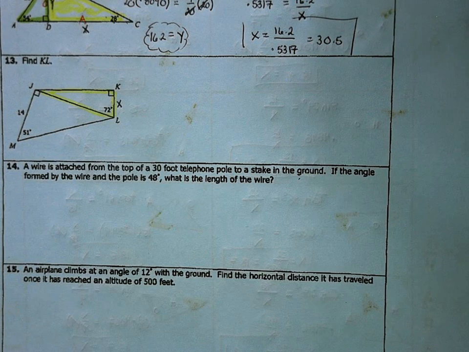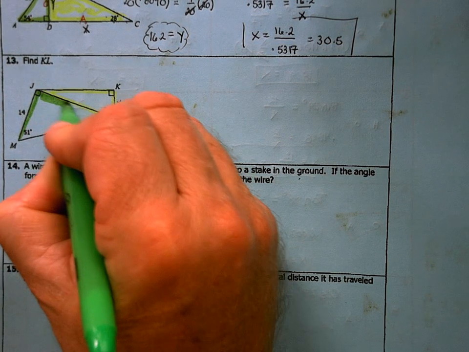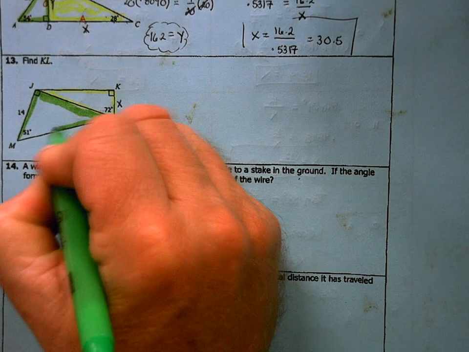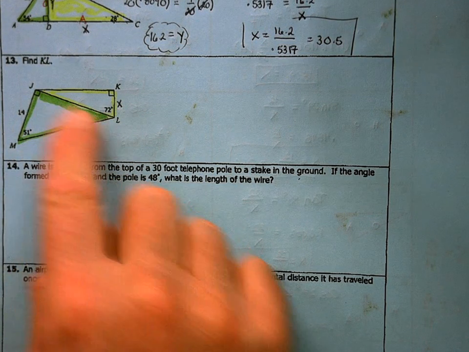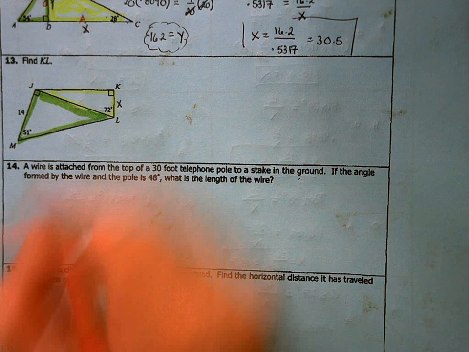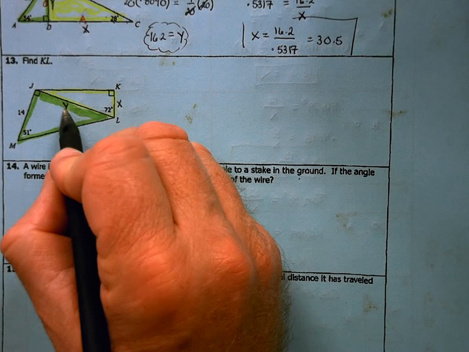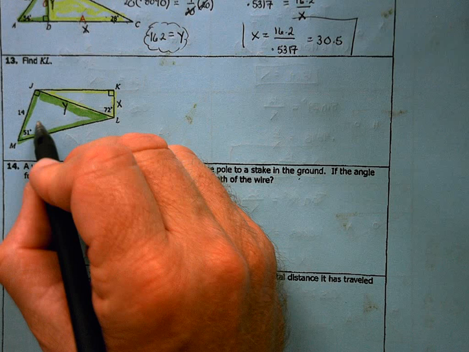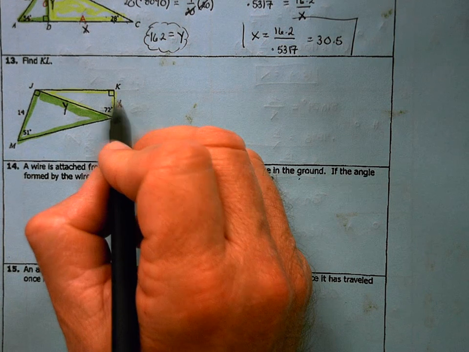But if I go over to this triangle right here, which I'm outlining in green, what I have to do is I have to use the green triangle to find j to l. So I'm going to call j to l as y. So really I have to find y first using the green triangle. Then after I find y, then I'm going to use the yellow triangle to find for x.